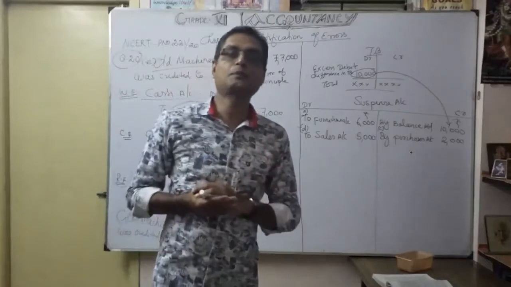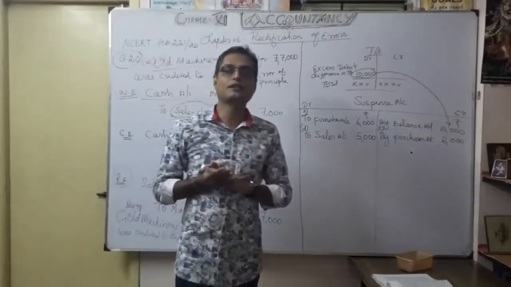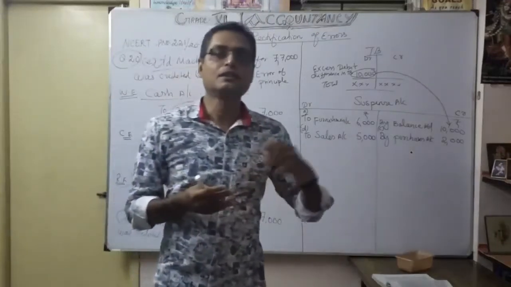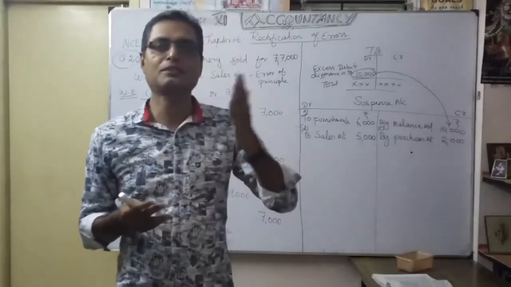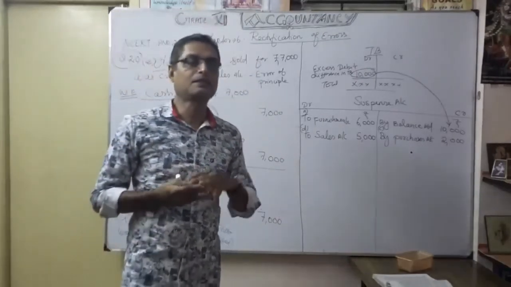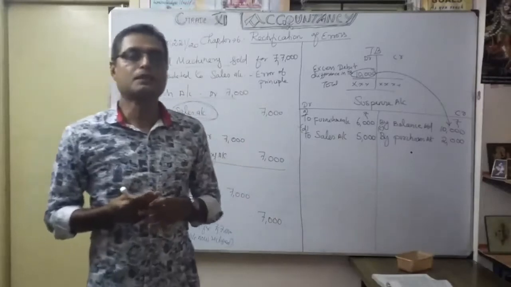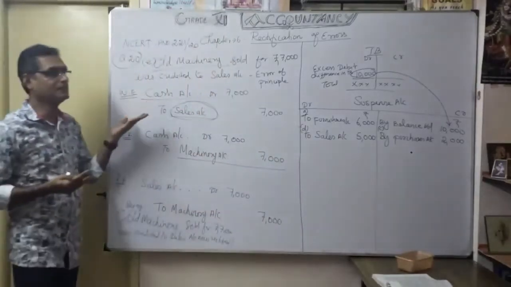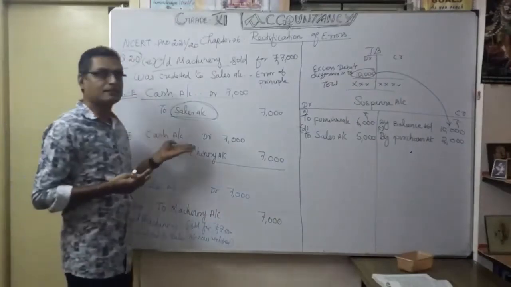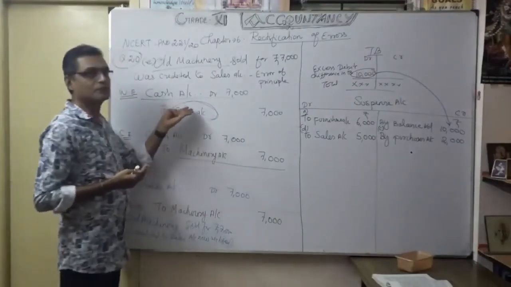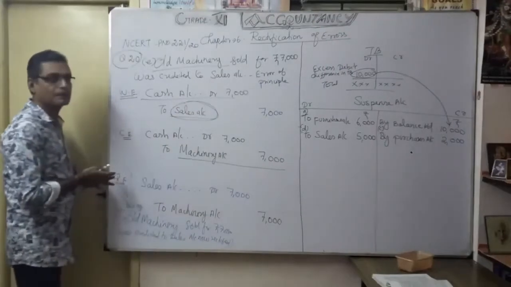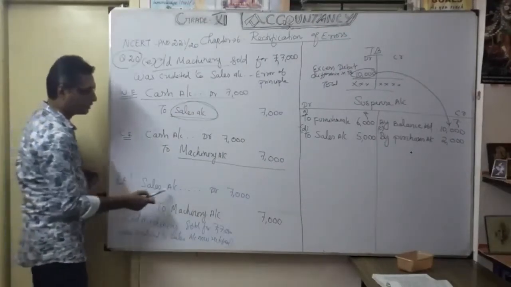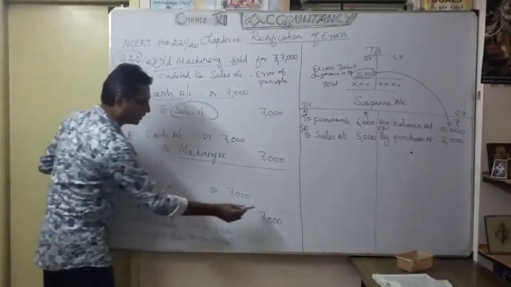So what is the meaning of error of principle? You should know how to allocate. So the effect was wrongly given. Sometimes revenue expenditure is wrongly considered as capital expenditure. Similarly, capital receipt is considered as revenue receipt. That's what happened in this transaction: it is actually a capital receipt, but it was considered a revenue receipt. That's why, as the rectification entry, sales account debit 7,000 to machinery account 7,000.